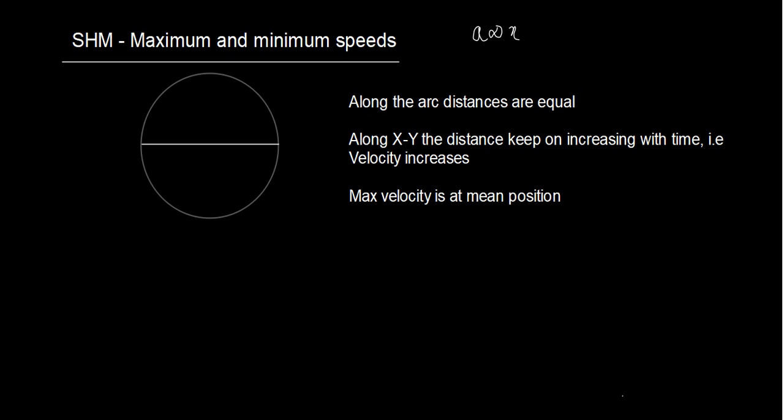In today's class, what we're going to see is, if we are considering an SHM and we are considering a circular motion, what will be the maximum and the minimum speed? A similar image we did in the last class, so let's just revise this.